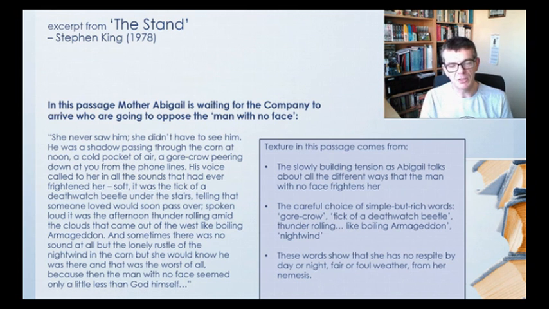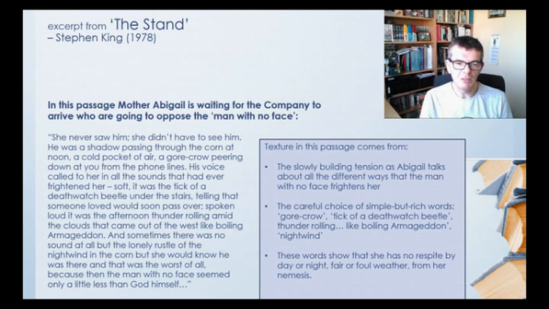Firstly, there is the slowly building tension as Abigail talks about all the different ways that the man with no face frightens her. And in the book, we've already started to care a bit about Mother Abigail. And if we're reading about things that frighten her, then those things are going to start to frighten us.